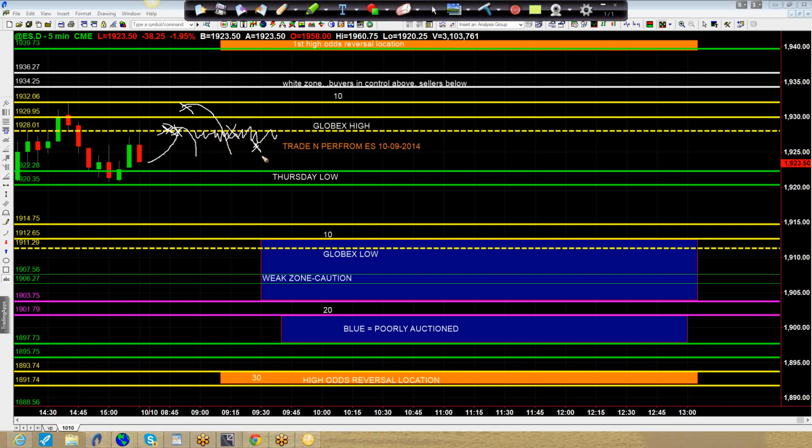The ranges have been extremely wide the last 2 days. And so a six-point rotation is not a lot.